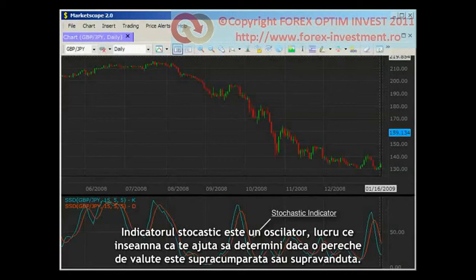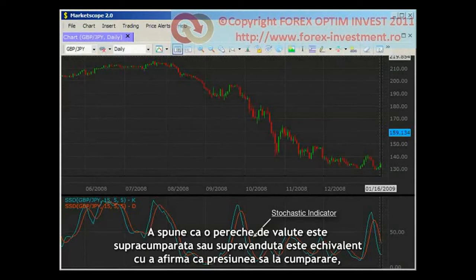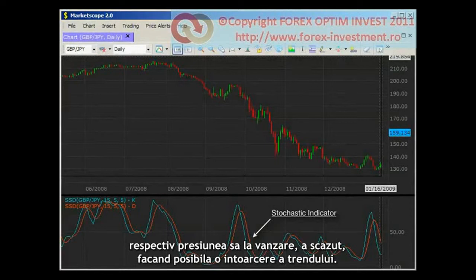Stochastics is an oscillator, which means it can help determine when a currency pair is overbought or oversold. To say that a currency pair is overbought or oversold, we simply mean that the buying or selling pressure has run out of steam, making a reversal in price direction more likely.